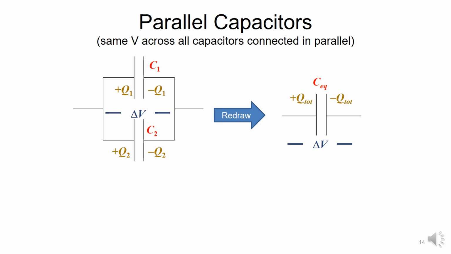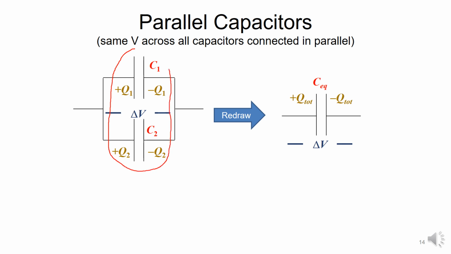Now, we take the picture on the left, we redraw it, and get the picture on the right. And on the picture on the right, we have a single capacitor with the capacitance of C equivalent, okay, and the charge of Q total. So what have we done here? We combine the two capacitors on the left into a single capacitor of equivalent capacitance.